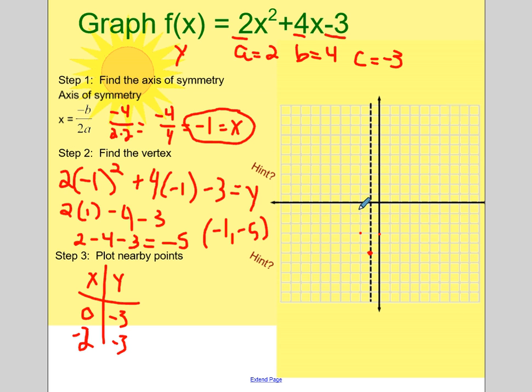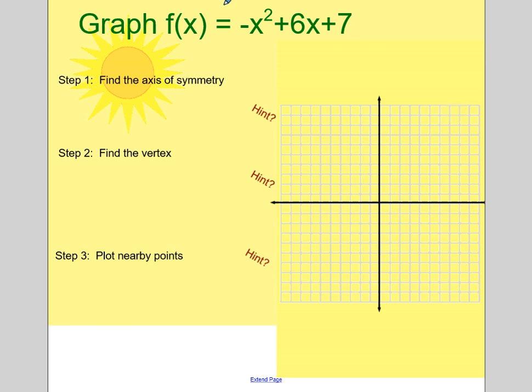I have the starts of, you can see a little U shape here. If I wanted to plot some more points, I can, but for use of time I'm just going to draw my parabola as best I can on my computer. And there I have successfully graphed a quadratic function. Really long process. I know. I understand. So let's do one more.